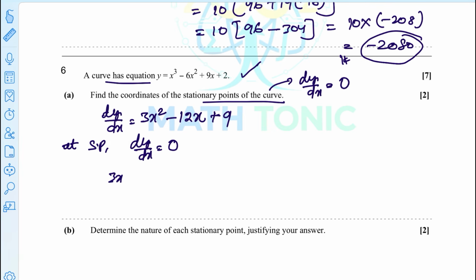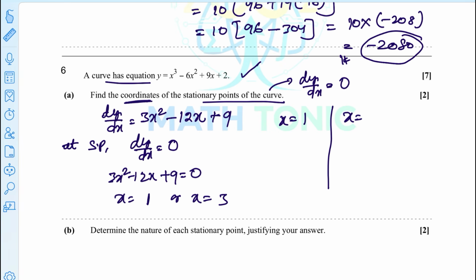So we can say 3x squared minus 12x plus 9 equals 0. So we can say x equals 1, using the quadratic formula. Check this. So x equals 3 we have, right? We need to find the coordinates, right? We need to find the value of y as well. So one is x equals 1, and for x equals 3, we'll also find the value of y.